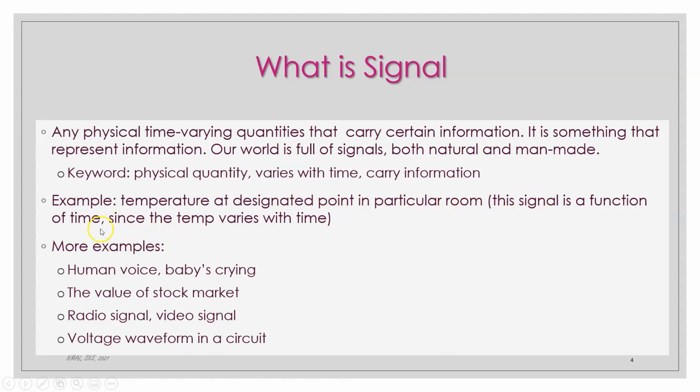This signal is a function of time since the temperature varies with time. Another example is human voice. My voice is a signal. You can hear it, but you cannot see it, right? Baby's crying, the value of the stock market, radio signal, video signal, or voltage waveform in a circuit is also called a signal.